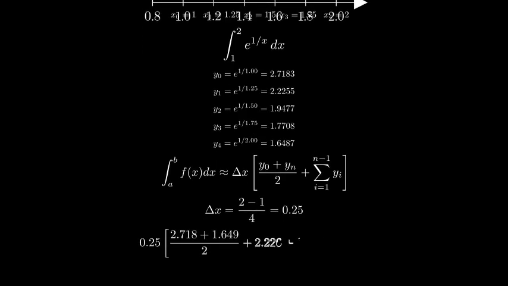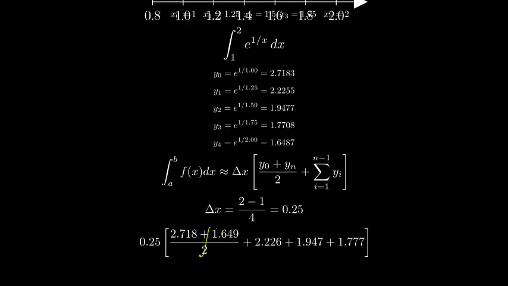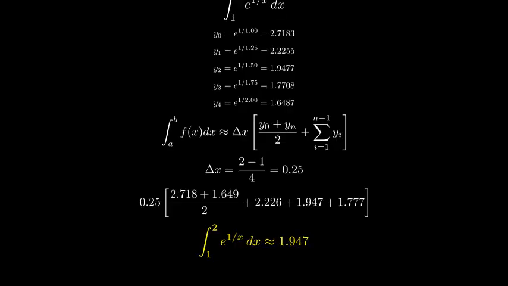Let's plug in our values. 0.25 times the quantity 1/2 times the sum of 2.718 and 1.649, plus 2.226 plus 1.947 plus 1.777. This gives us approximately 1.947 as our final result. Visually, we've approximated the area under the curve using these trapezoids. The more subdivisions we use, the more accurate our approximation becomes.